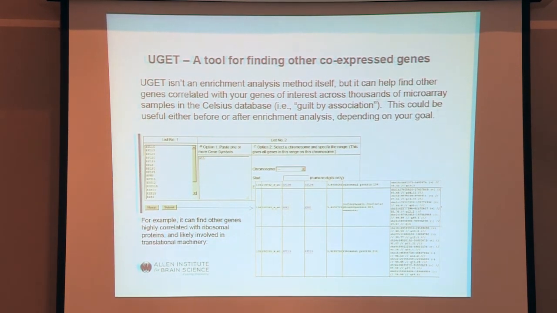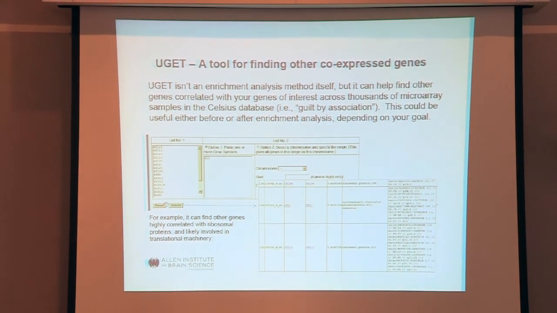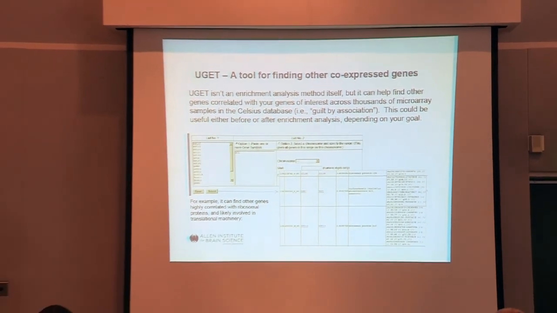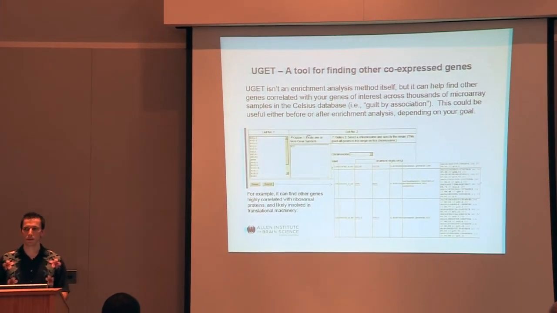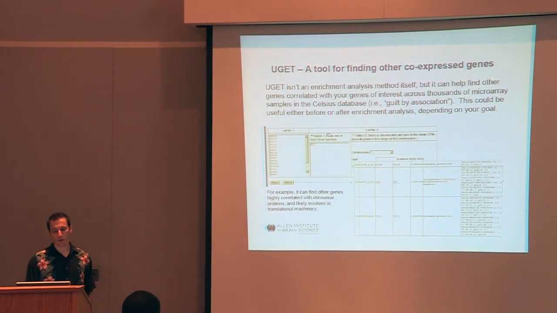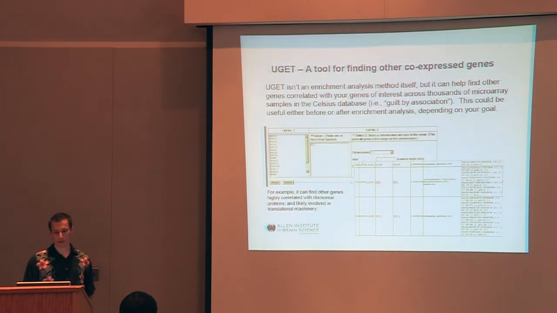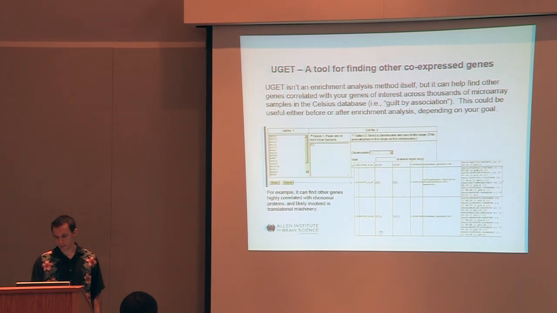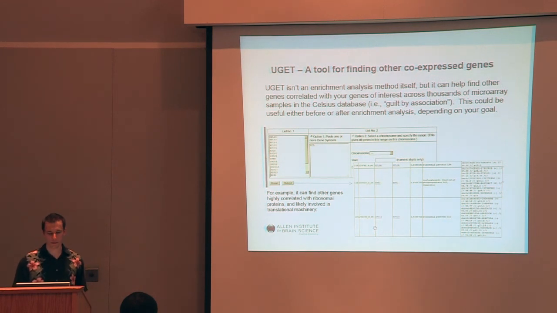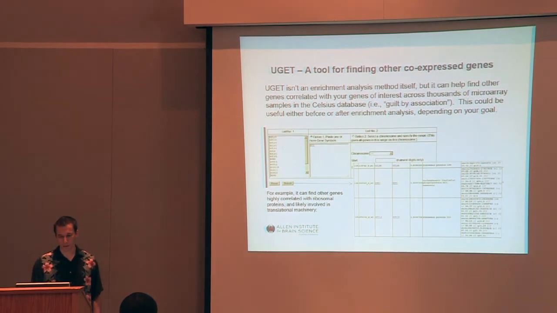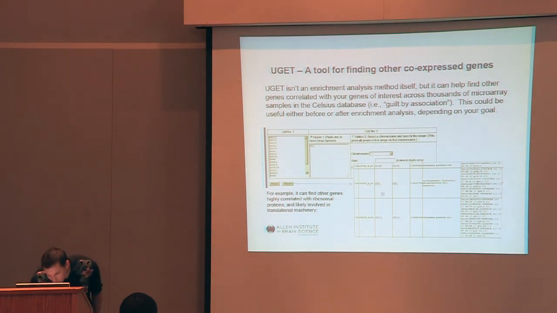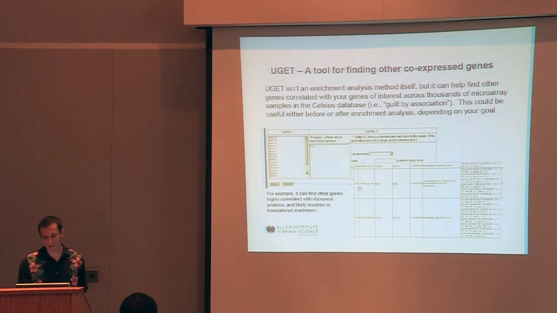For example, you could put in one or many genes in this first list, and then it'll find the correlation across all of the samples from a given microarray platform. Or if you wanted, you could specify a certain subset of genes that you wanted to do this against. And it'll output this list of the genes that have the highest correlation with your genes of interest. In this case, I put in a bunch of ribosomal proteins, and NPM1 came out as one of the top correlates. So this might be an example of another gene that's related to translation.